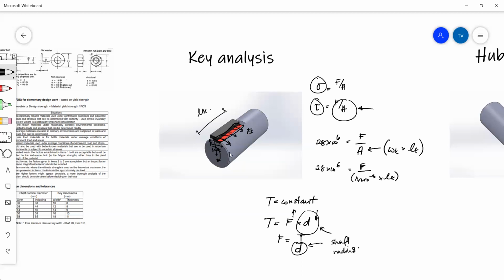Now, once you find your force, you can plug it back into this equation, make the length of the key the subject of the formula. You can solve for the length of the key. Now, if you come with a length of key coming out at, say, 50.8.